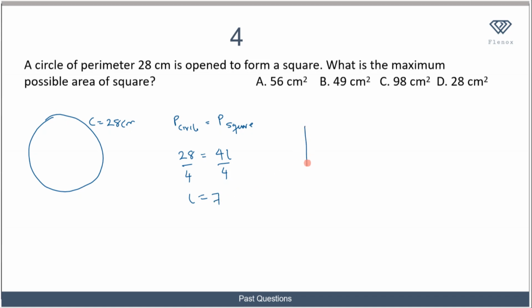So that means the sides of the square must be equal to what? 7. So I have 7 in all the sides as shown like this. So the perimeter is 28. So the area of this square is going to be what? 7 times 7, and that is equal to what? 49 centimeters squared. So the correct option is option B.